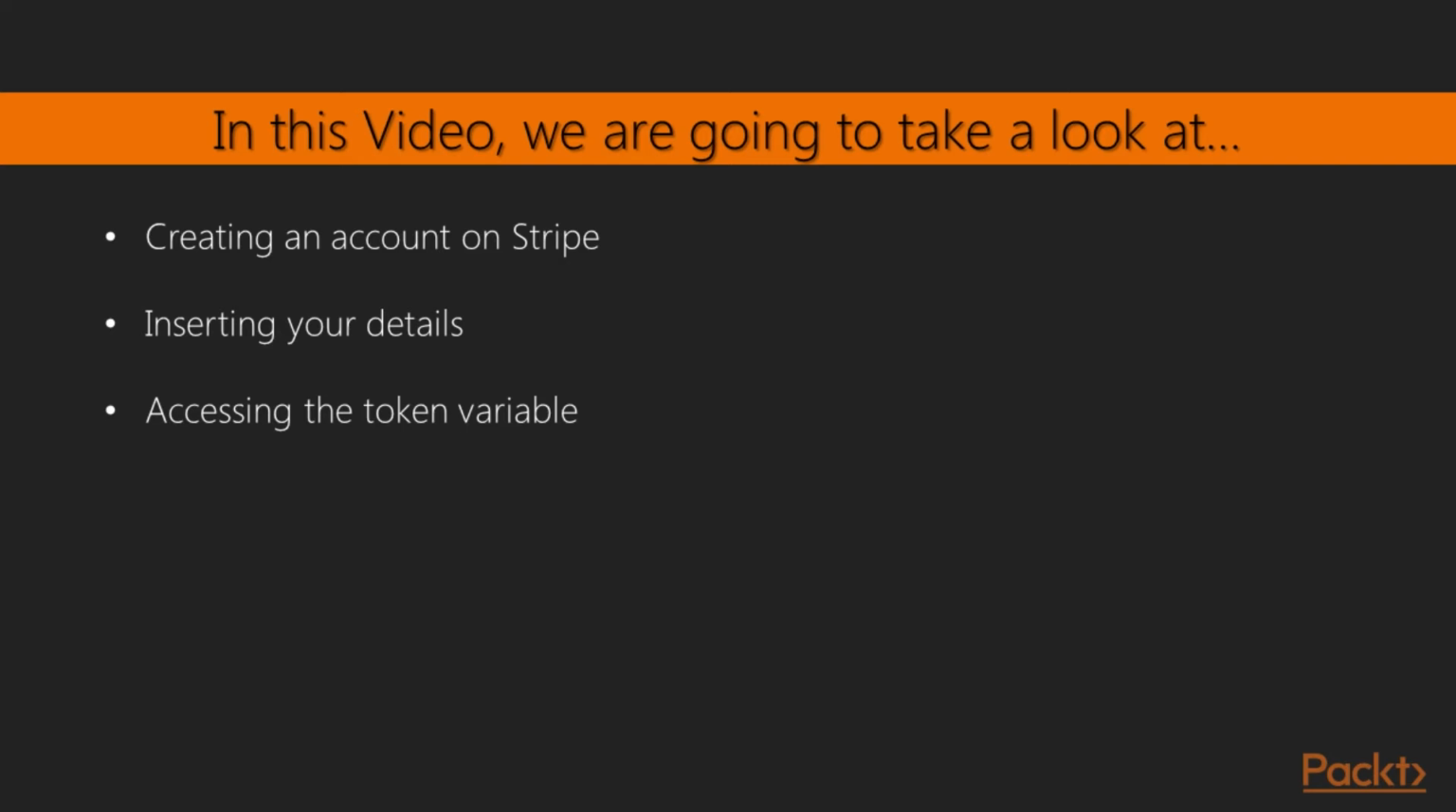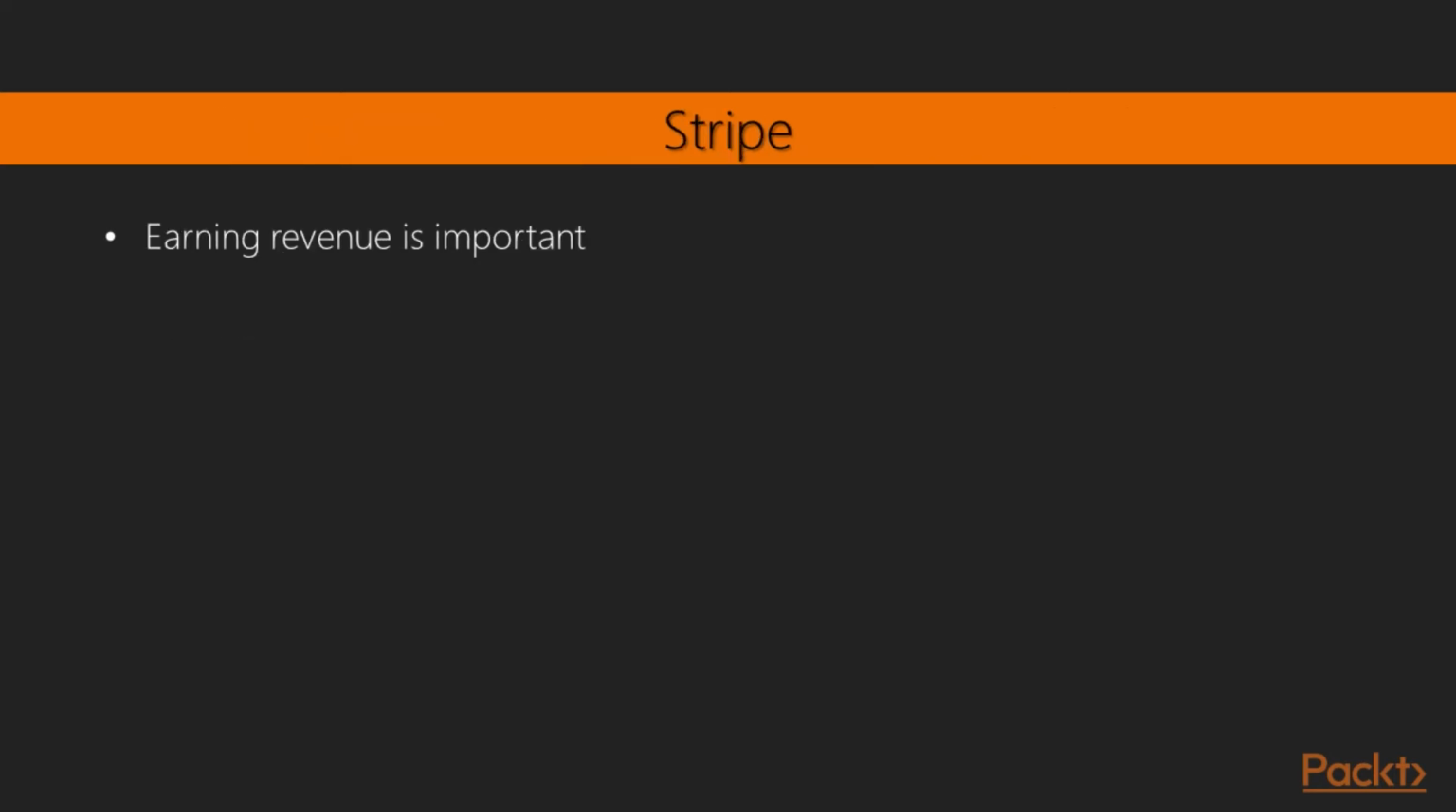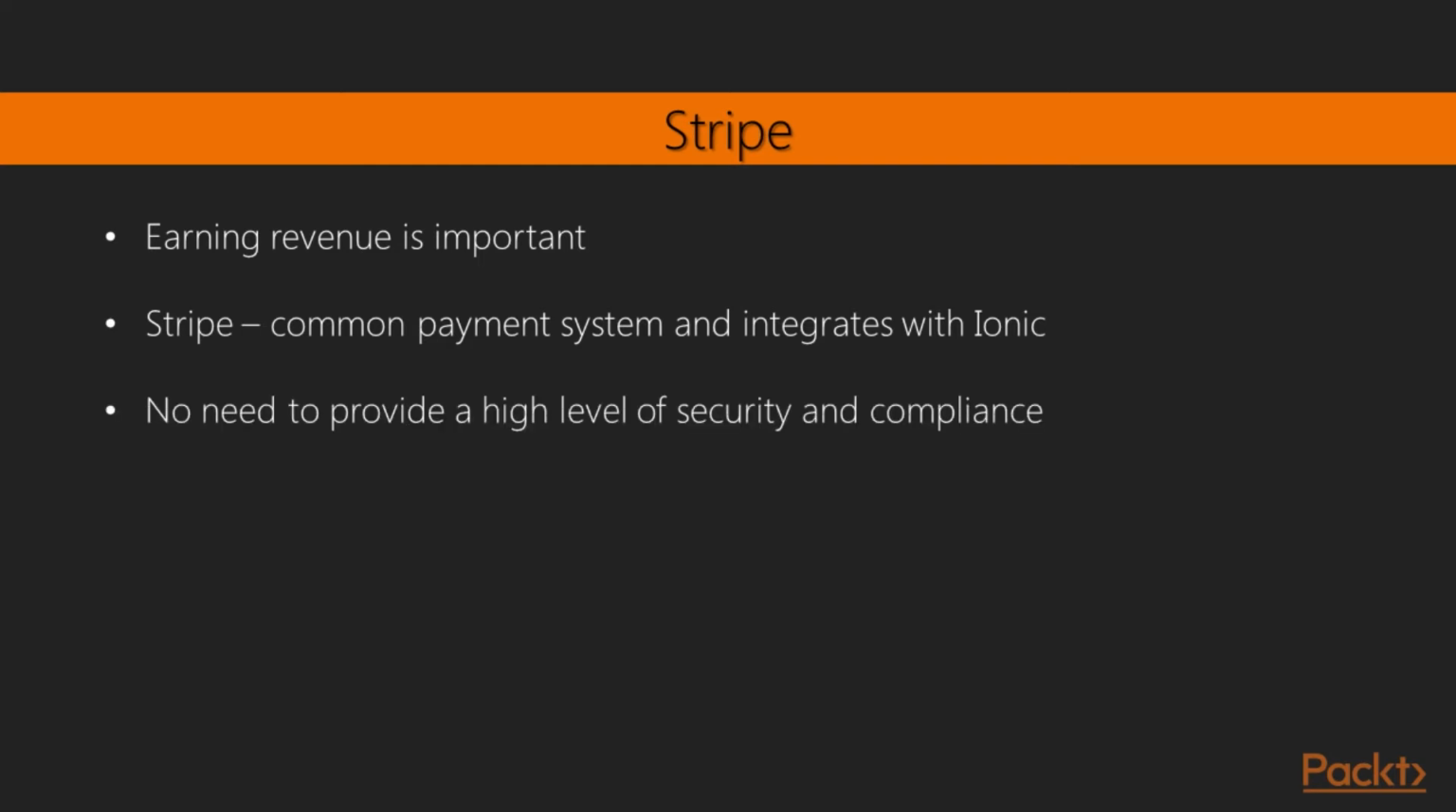For creating an account on Stripe, insert your details and access the token variable. Earning revenue is an important aspect of creating an app. While there are many other methods of collecting payments, Stripe is a common payment system and can integrate very well with Ionic. In addition, there is no need to provide a high level of security and compliance, that is PCI, since you will not be storing the credit card information.